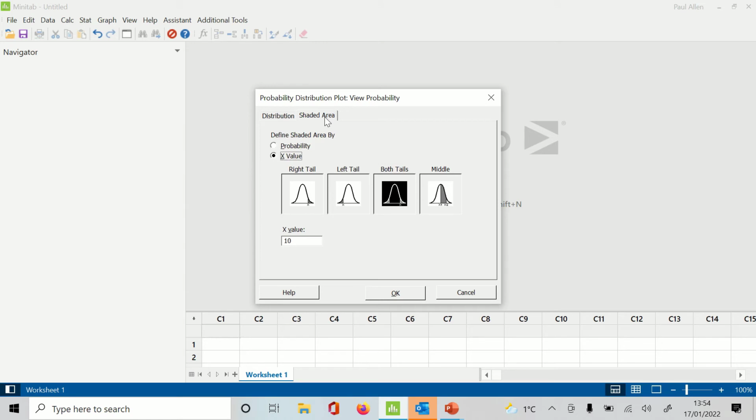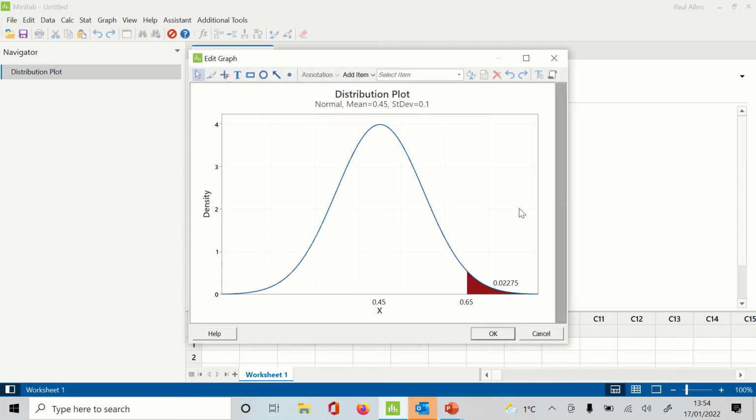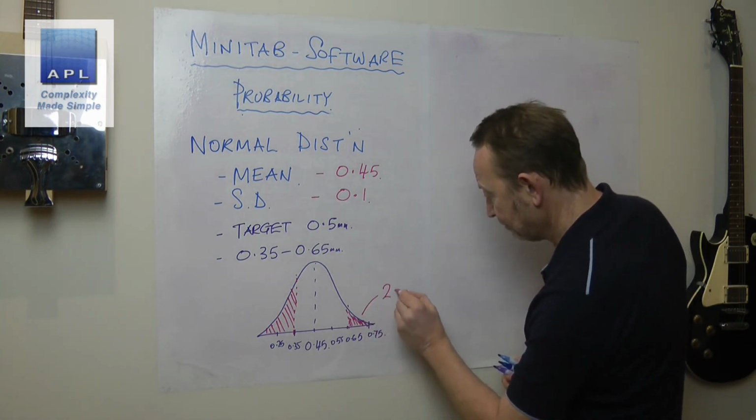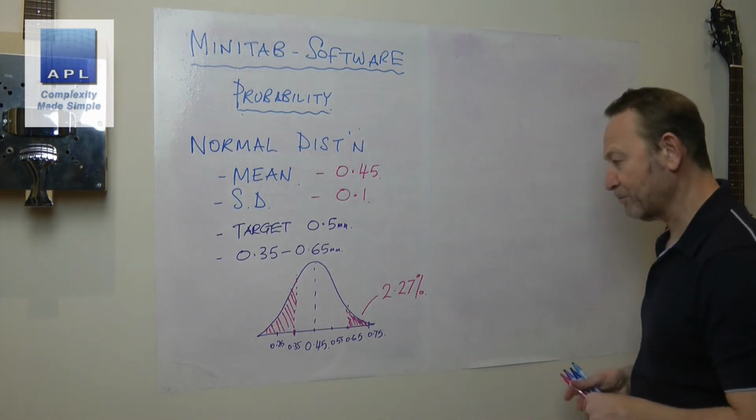Now the shaded area gives us the left hand tail request and the right hand tail request. So we'll do the right hand tail first. If you remember, the tolerance was out at 0.65. So if we put 0.65 there and click OK, then it works out the area in that right hand tail. Now I'm going to write that on the board. It's 2.27%. Let's put that on the board. So this tail, look, 2.27% above the top tolerance.